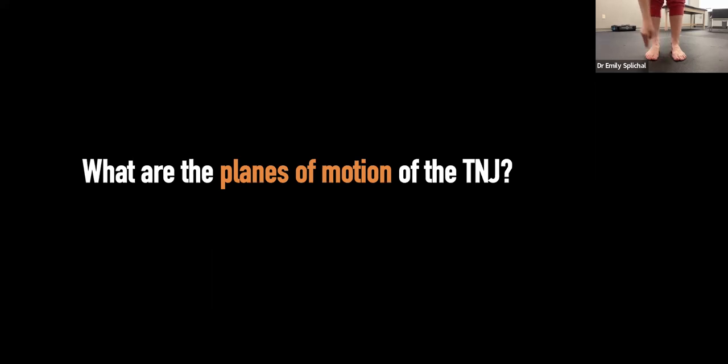Let's do the opposite and go to inversion. As I invert my heel, here's the midline, and I'm moving away from it. Did you see it move away? And what was coupled with it? Abduction is always coupled with dorsiflexion. So we have adduction of my TNJ, abduction. AD, AB.